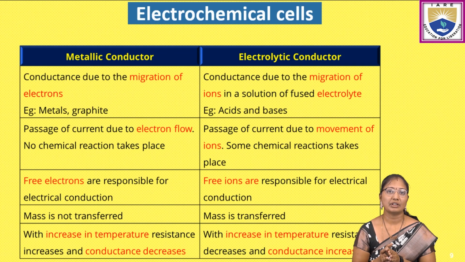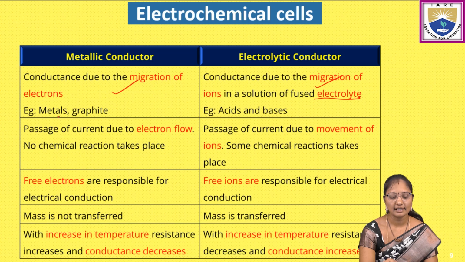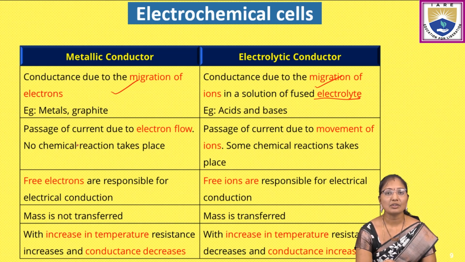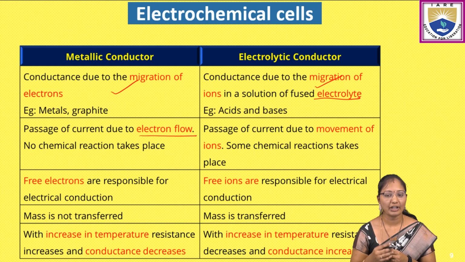So what are the differences between the metallic and electrolytic conductors? Here conduction is due to the migration of electrons, and here it is due to the migration of ions in aqueous solutions or fused electrolytes. The examples are acids and bases. Here the examples of metallic conductance are metals and graphite. The passage of current is due to the electron flow, and no chemical reaction takes place because of this flow of electrons. Whereas here the movement of ions takes place, and it involves chemical reactions, meaning the chemical reaction is going to take place.